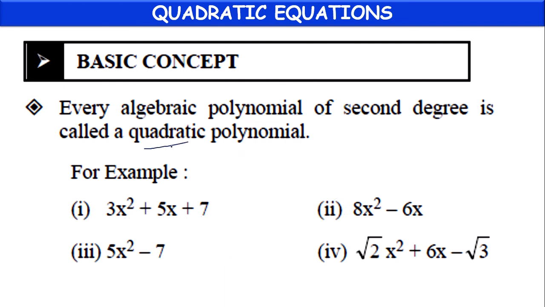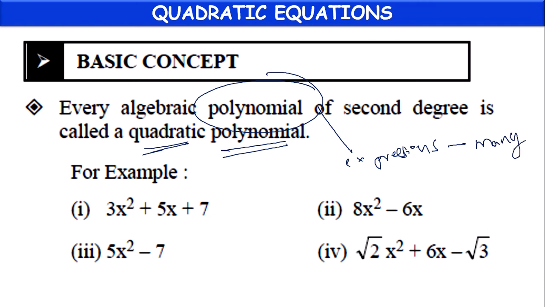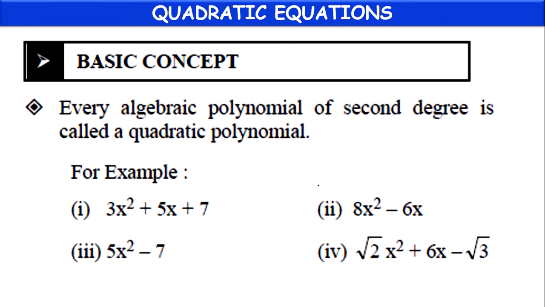So what is a quadratic polynomial, children? A polynomial means an expression having many terms. So an expression having many terms, if its degree is 2 or if its highest power is 2, it is considered a second degree equation, and it is also considered a quadratic polynomial. So this is the basic concept.